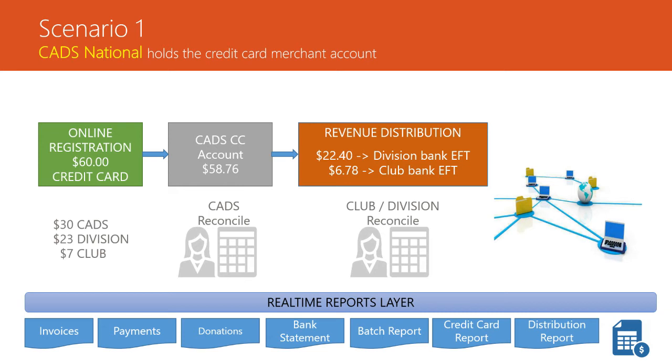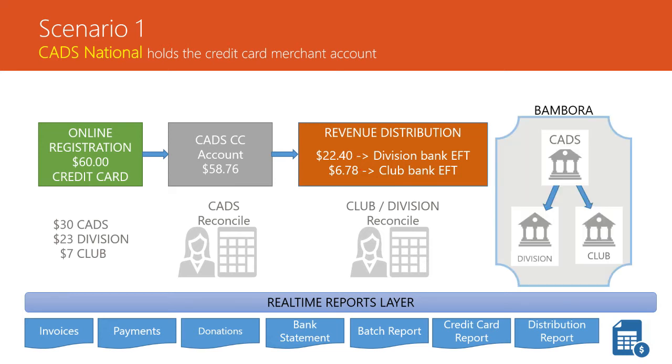So the revenue distribution knows that for this particular transaction, and there's going to be a lot of them all at the same time, it owes $22.40 to the division, and $6.78 to the club. And again, this is their $7 minus the credit card fee. So she then says, yep, this looks good. She likes the report, and that sends transfer instructions to Bambora. Bambora takes the transfer instructions, and the instructions include the from account, the to account, and the amount.